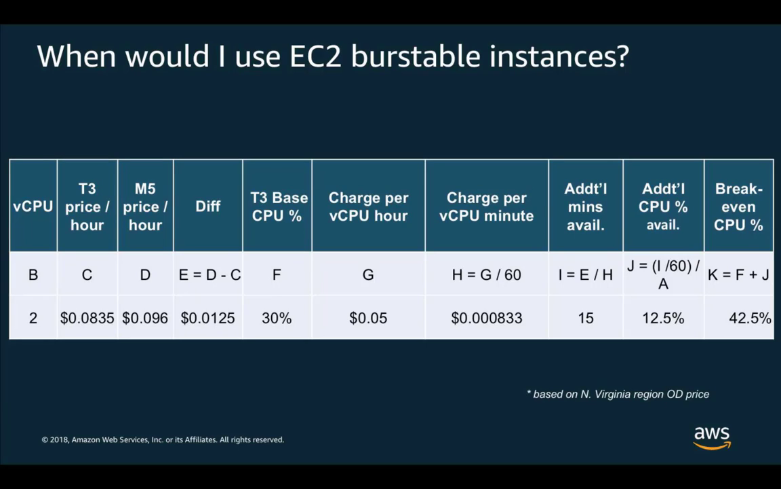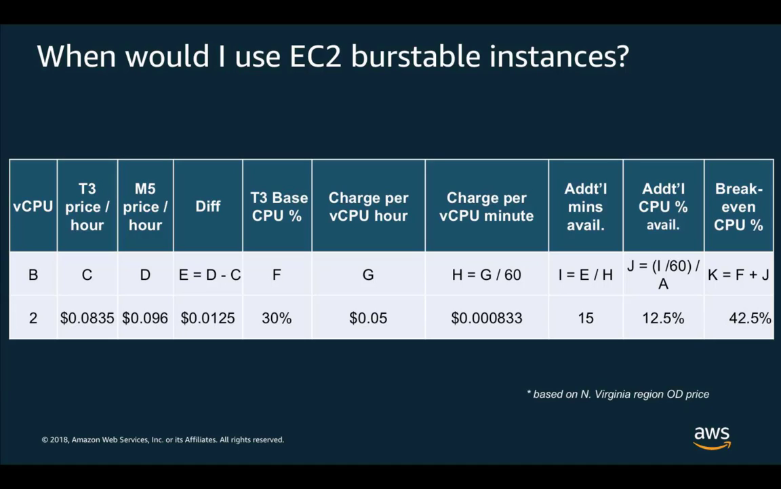So M5 price is 9.6 cents per hour. T3 price is 8.35 cents per hour for the large size. So the price difference between them is 1.25 cents an hour. So if a T3 instance needs the use of a full vCPU, it is charged at a rate of 5 cents per vCPU hour. Or if you break it down to the minute level by dividing the 5 cents by 60, that gets you 0.08 of a cent per minute.